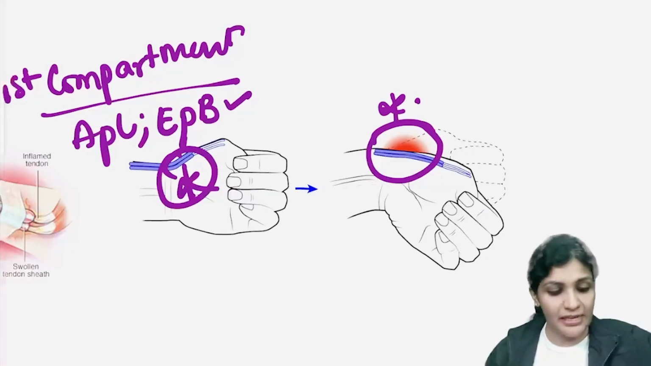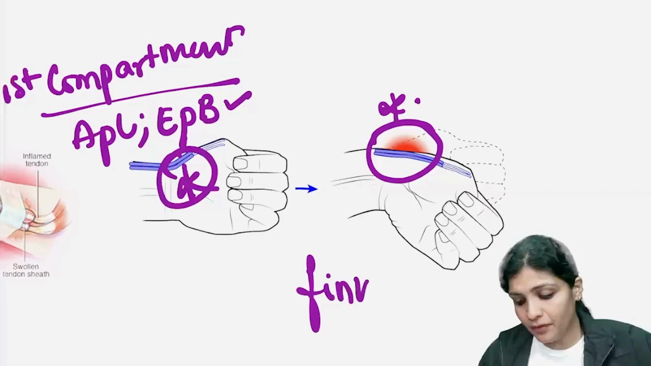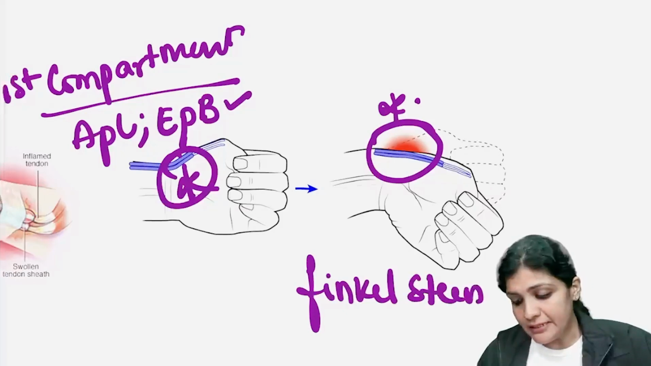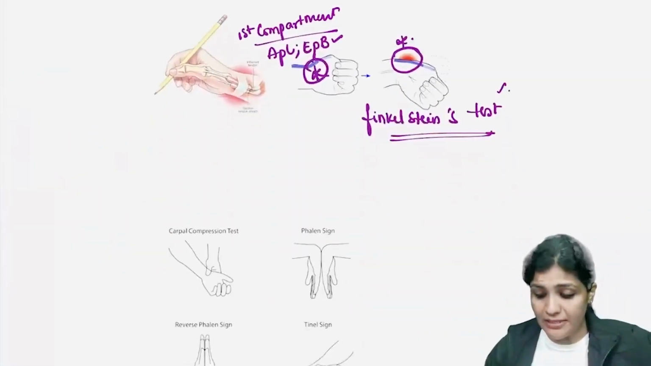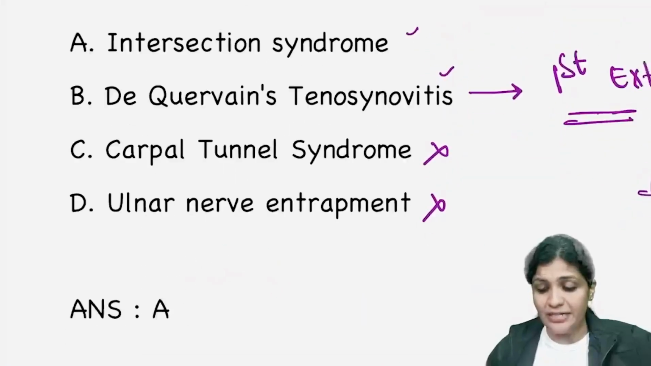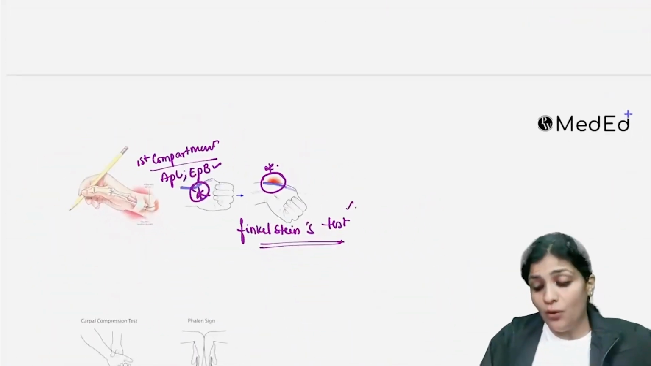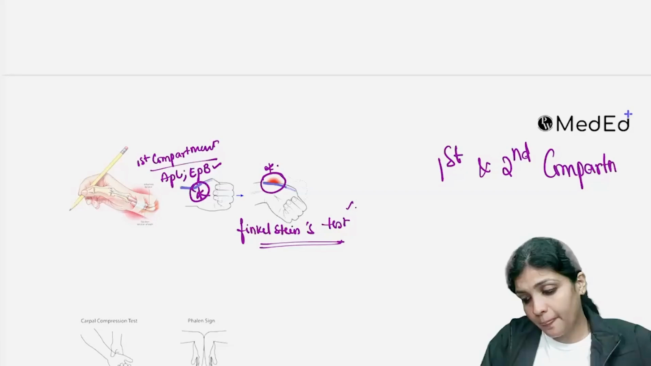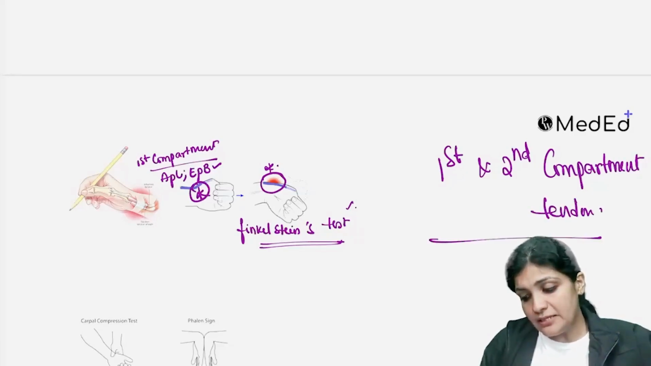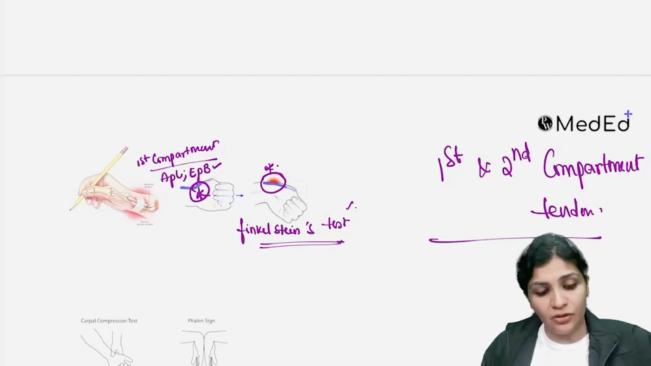Janvi Rajput is also right. It is A. So this is the Finkelstein's test, right? It is Finkelstein's test. Now, what is this? Then what is the intersection syndrome? Intersection syndrome is the area where the first and the second compartment tendons intersect. So this second compartment, what are those second compartment tendons?